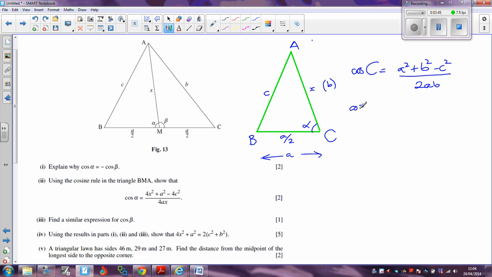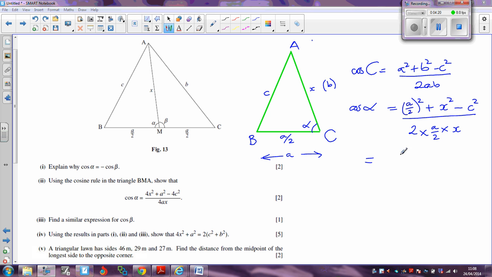So cos C, in this case C is alpha, so cos alpha is going to be a squared, well, instead of a squared we've actually got a over 2, so I'm going to write (a/2) squared plus b squared, which in this case is called x squared, minus c squared, divided by 2 times a over 2 times b, which in this case is x. Now it's a bit of a mess, I've got to tidy that up.